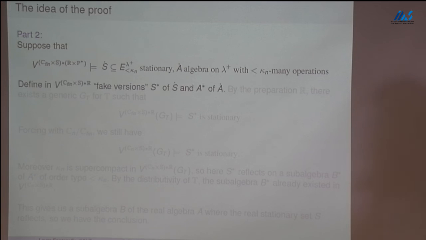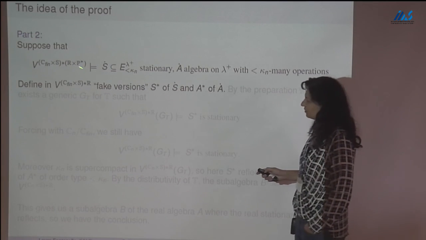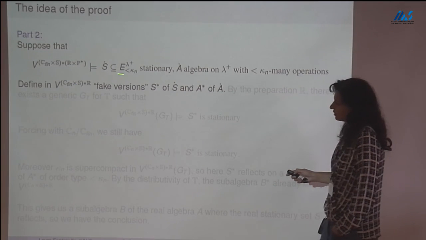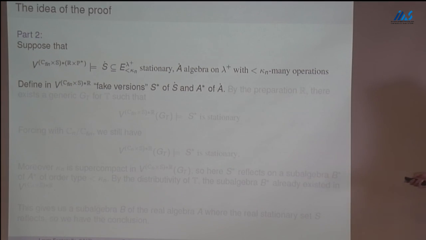Now we step back to the model before we force with P star. In this model, the stationary set and the algebra don't exist, but you can define some fake versions of them. We can call them S star and A star respectively. And now this fake version of the stationary set is still a stationary set in this model.